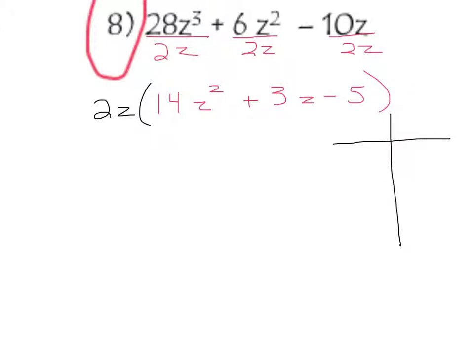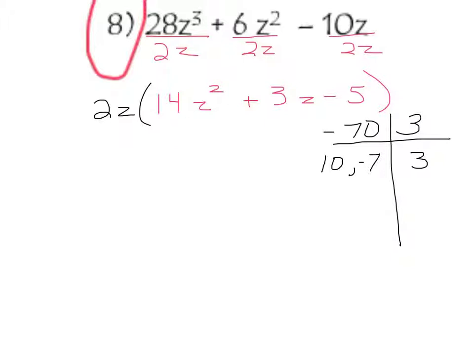And in grouping, we set up our column, and our first one's going to be 14 times negative 5, which is negative 70. It's going to be our first term times our last term. And then in the second column, we're going to write the middle term, which is 3. So we need two numbers that multiply to give us negative 70 and add to give us 3. And if you look, that's going to be 10 and negative 7. So 10 and negative 7 multiply to give you negative 70 and add to give you 3.